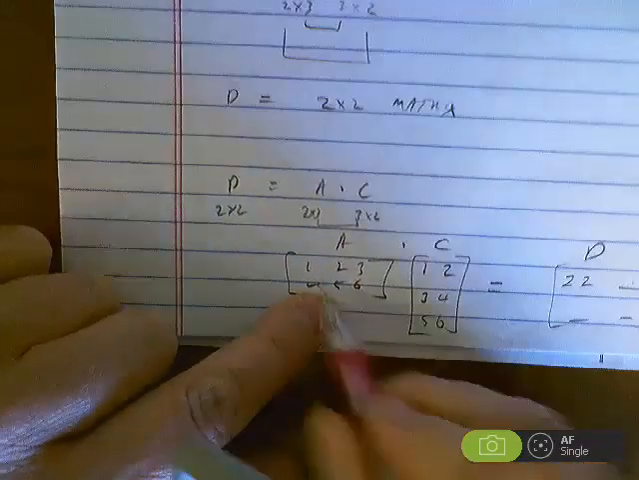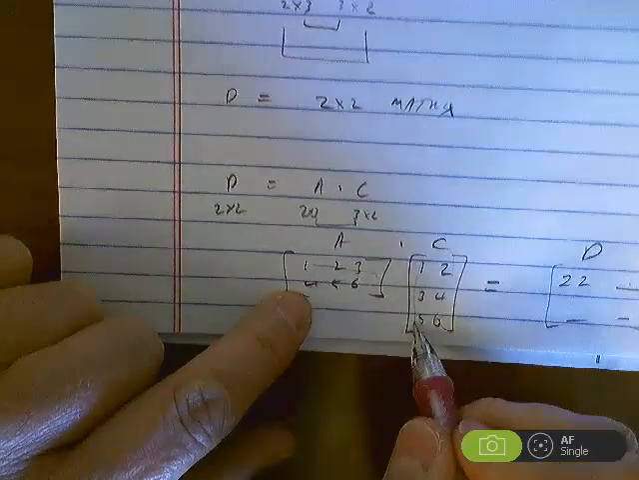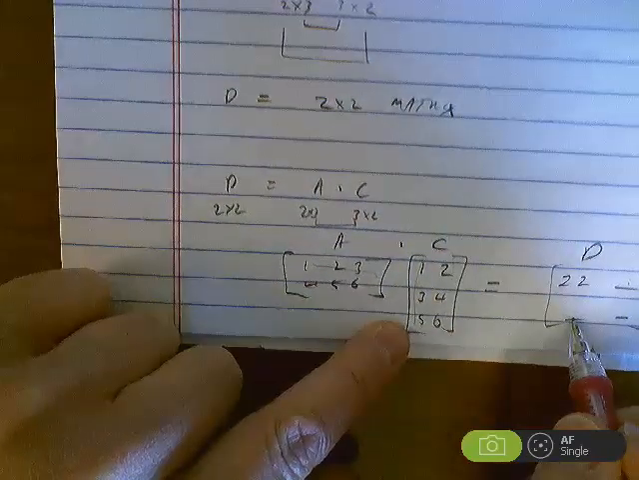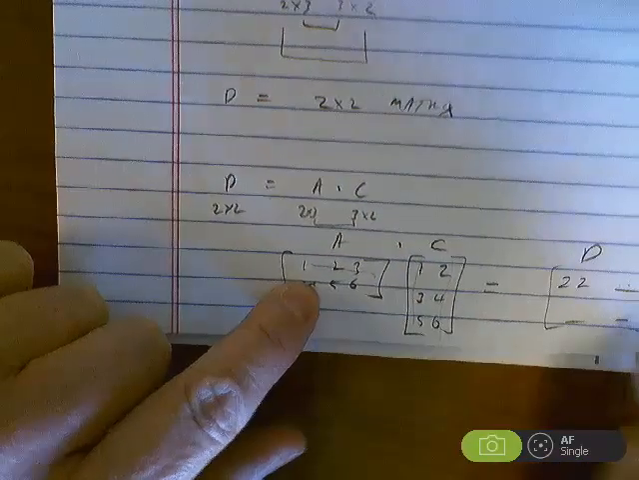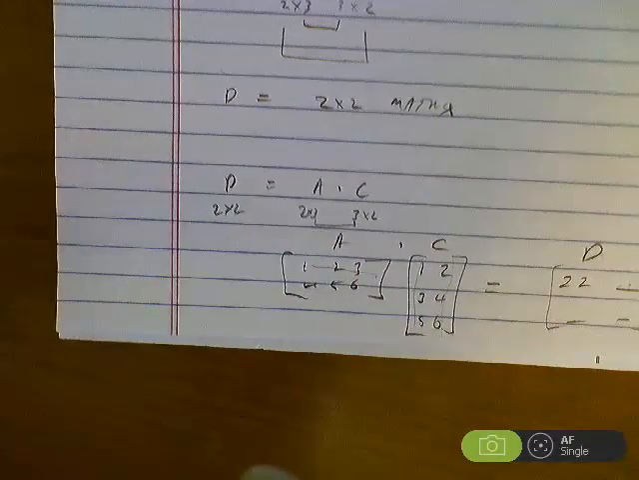So now this term is going to be this row times this column, that goes in there. This row times this column, and that goes in there. And then finally this row times this column, and that goes in there. And so that's how you multiply using matrices.